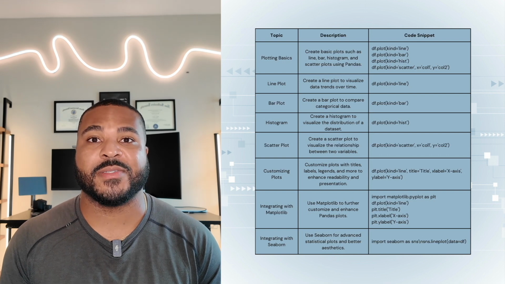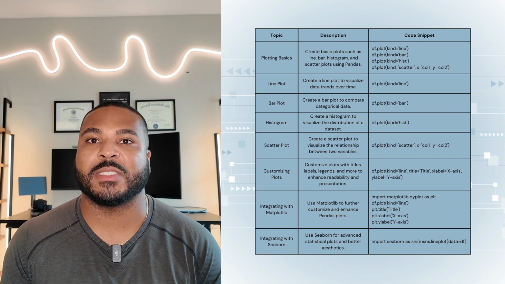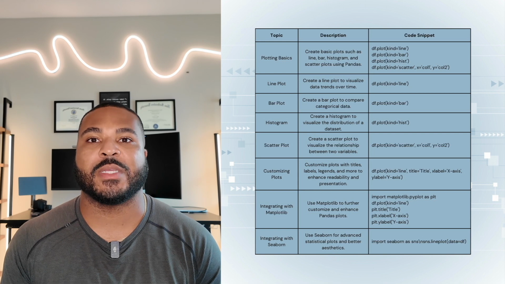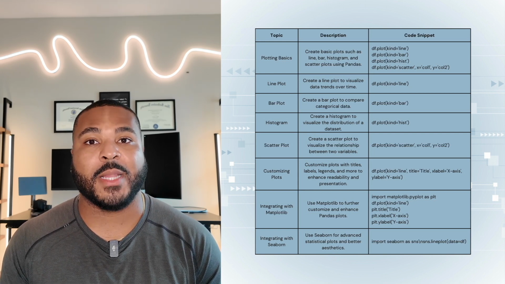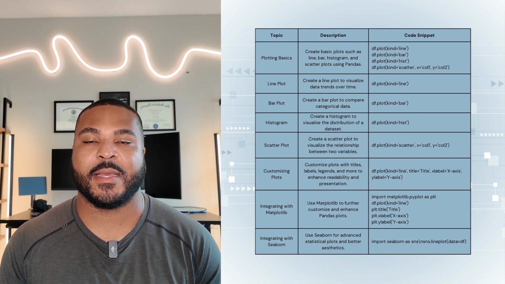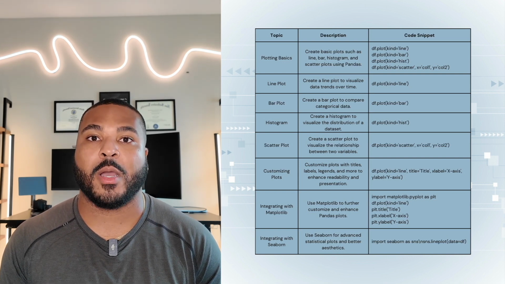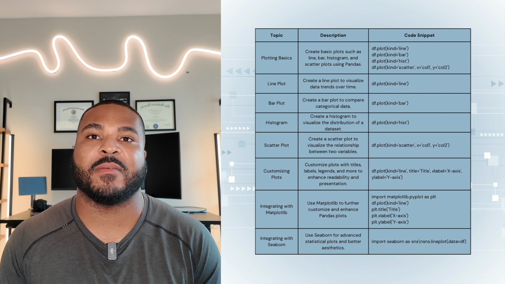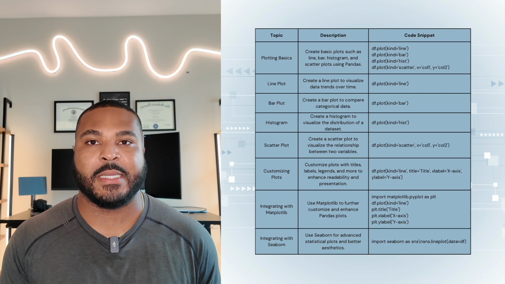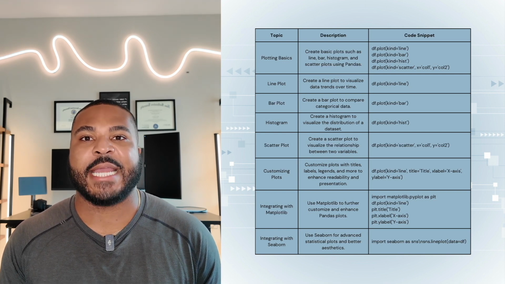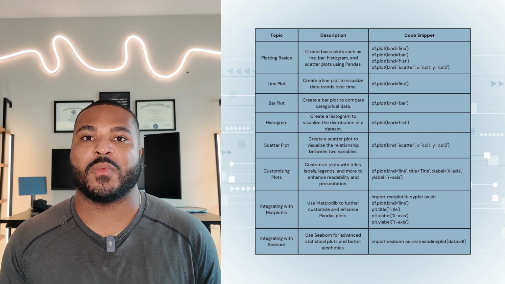A line plot is useful for visualizing data trends over time. It connects data points with a straight line, making it easy to see the progression of data values. A bar plot is used to compare categorical data. Each category is represented by a bar, with the height of the bar indicating the value. A histogram is used to visualize the distribution of a data set. It divides the data into bins and shows the frequency of data points within each bin.